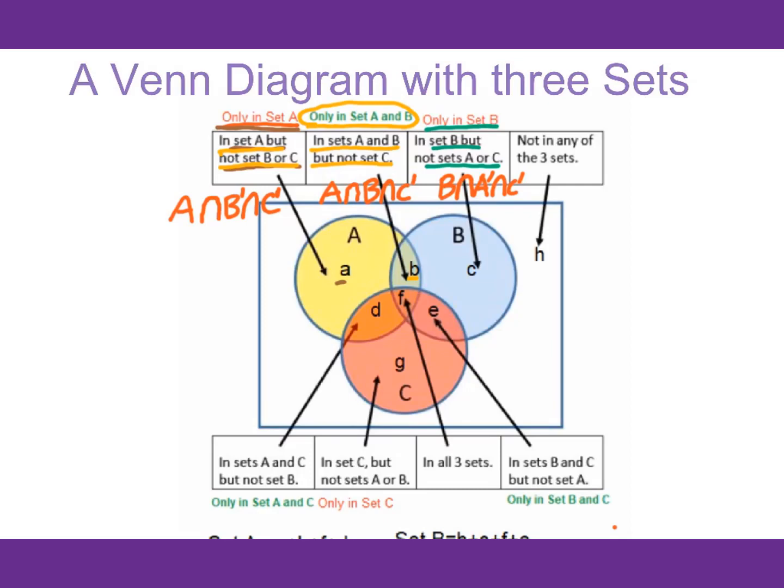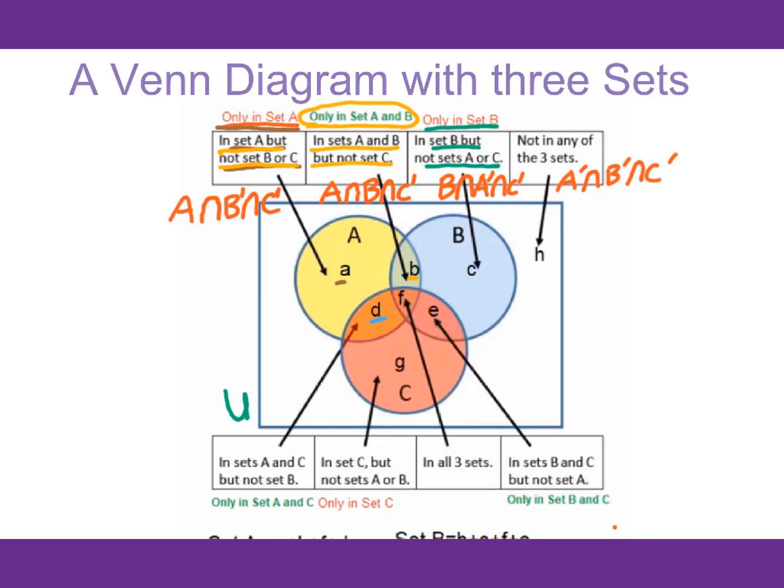For this white color in the universal set, that means not in any of the three sets. So we can write down not in set A, not in set B, and not in set C.